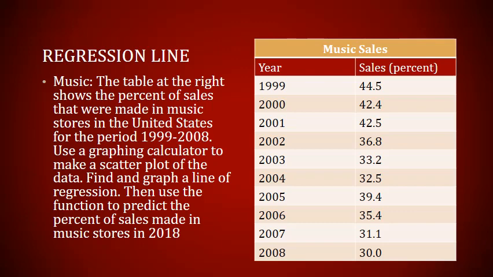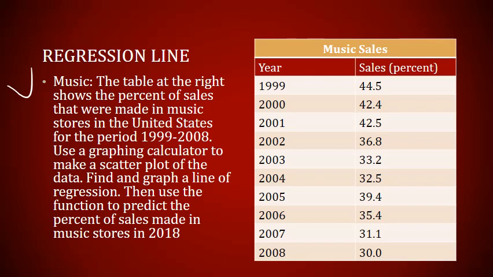So let's take a look here. What are we being asked to do? This is dealing with music. It says the table at the right shows the percent of sales that were made in music stores in the United States for the period 1999 to 2008. Use a graphing calculator to make a scatter plot of the data. Find and graph a line of regression. Then use the function to predict the percent of sales made in music stores in 2018.